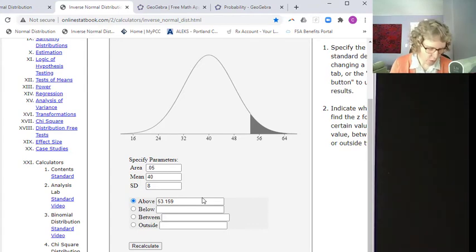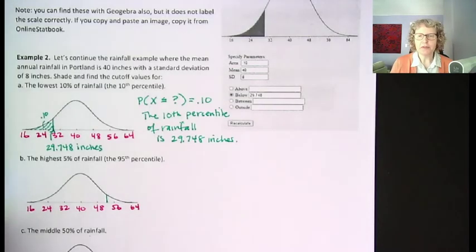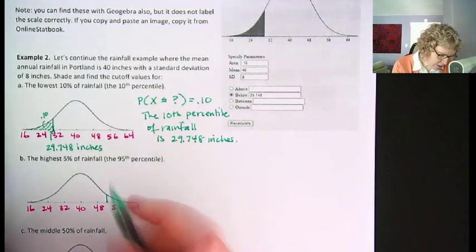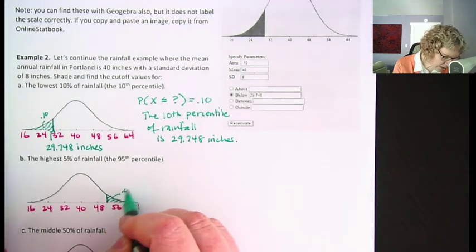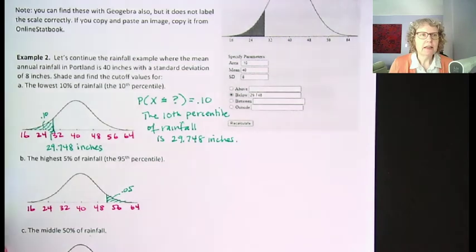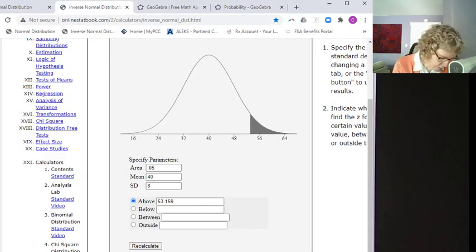And that's 53.159. Oh, it's lower than I thought because I was thinking the 95% rule is 5%, but this is 5% on one side, not 5% on both sides. So here, this is the highest 5%, and it came out to be 53.159 inches.